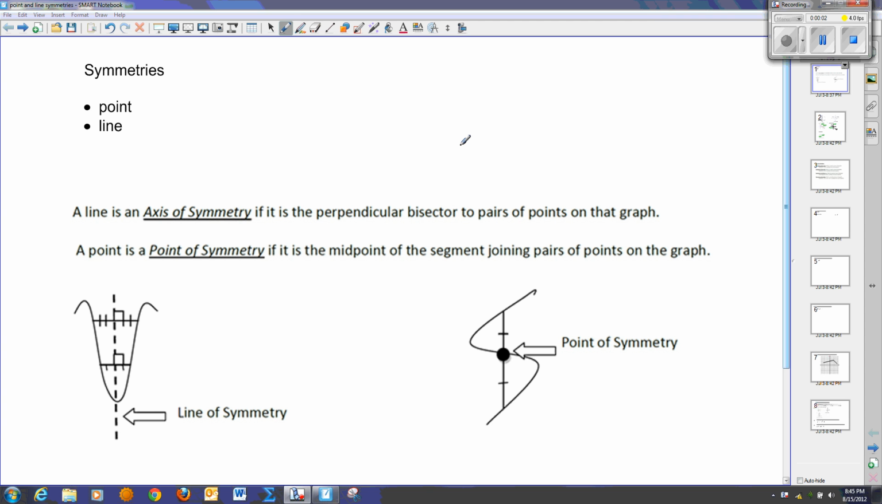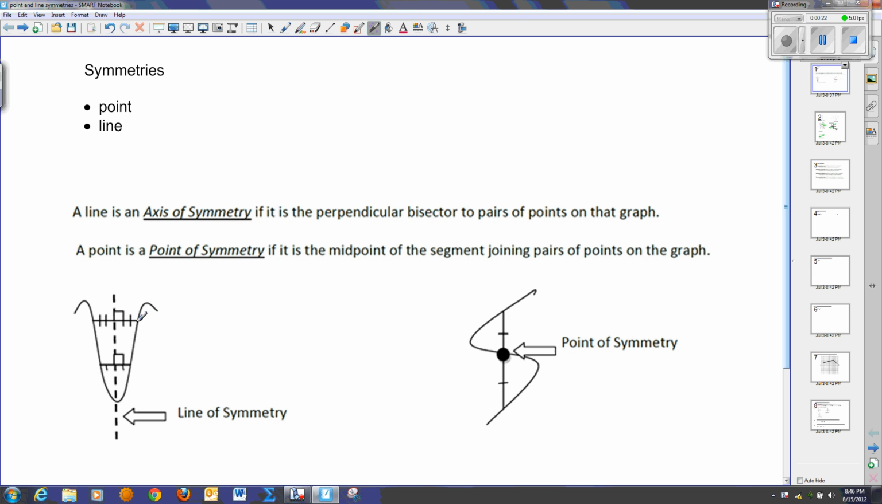We're going to talk a little about symmetries today, and the two symmetries we're going to discuss are point symmetries and line symmetries. As you can see in this sentence here, the line is going to be an axis of symmetry if it is a perpendicular bisector of any 2 points on the graph.